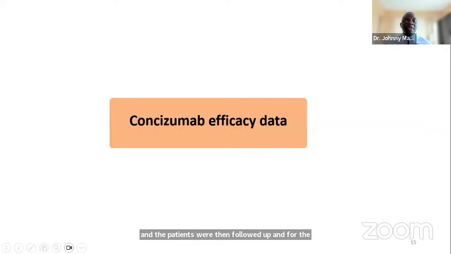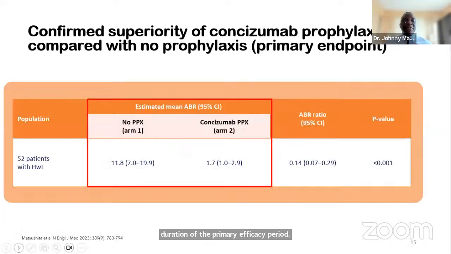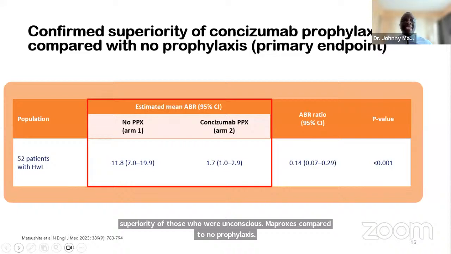And I'm going to share with you a summary of the efficacy and the safety results. Let's start with the summary of the efficacy results. What concizumab showed is that there was superiority of those who were on concizumab prophylaxis compared to no prophylaxis. I think this is almost a given, and it came as no surprise.